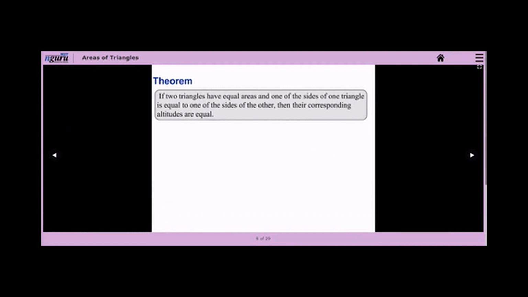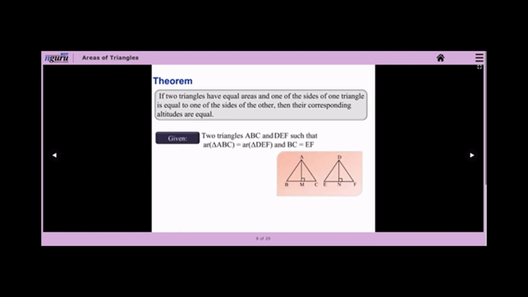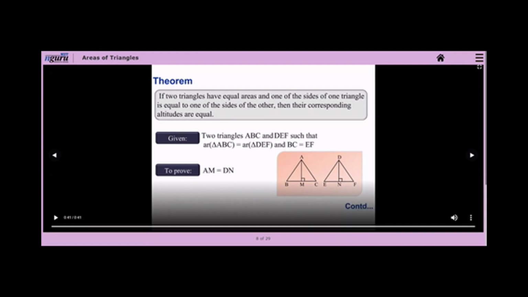Now, let's prove the theorem that states that if two triangles have equal areas and one of the sides of one triangle is equal to one of the sides of the other, then their corresponding altitudes are equal. It is given that in two triangles ABC and DEF, the area of the triangle ABC is equal to the area of the triangle DEF, and BC is equal to EF. We need to prove that altitudes AM and DN are equal. How can you prove? What is the area of ABC? BC into AM, ma'am.